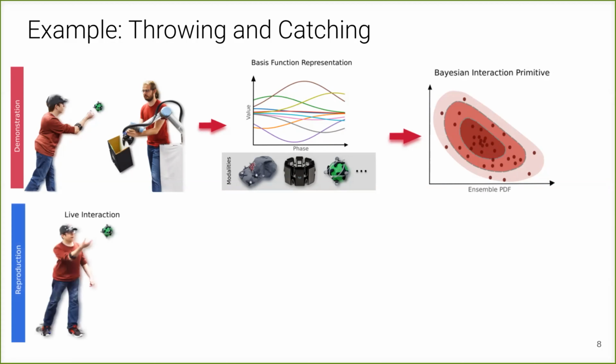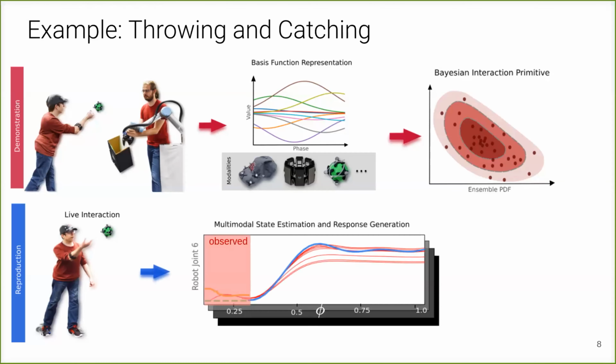In the reproduction phase, we can then observe what one of the interaction partners is doing. And now the robot is on its own. So it would have to figure out what to do in this scenario. So we can condition on the live data from a person. And based on that, we can then perform our prediction and response generation. What you see here is the red part, that's the observed part of the interaction. And then based on the observed part, we get a probability distribution over future evolutions of the observed behavior.